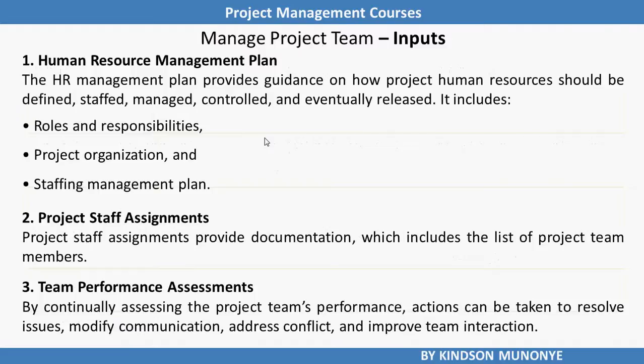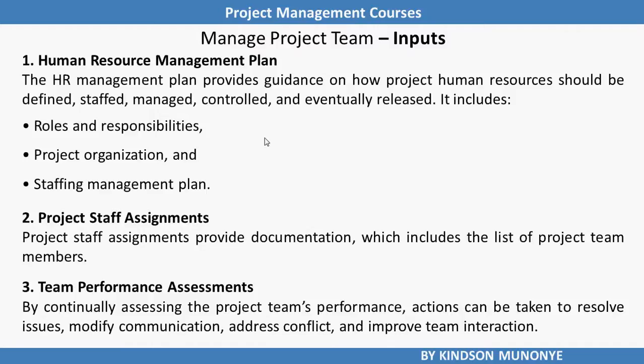The first one is the Human Resource Management Plan. We need it to manage the project team because it provides guidance on how the project human resources should be defined, staffed, managed, controlled, and eventually released. The Human Resource Management Plan includes roles and responsibilities, project organization, and staffing management plan. Always remember that the staffing management plan is part of the Human Resource Management Plan.